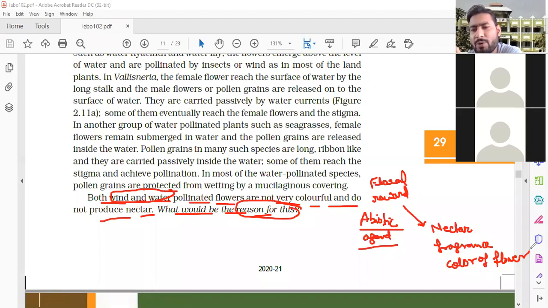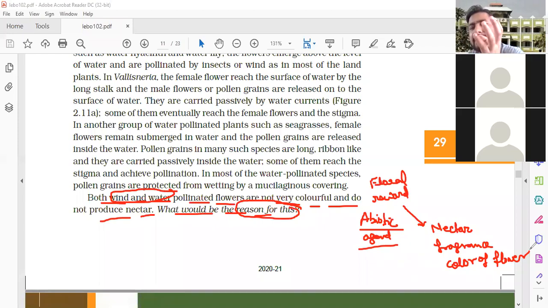So why would nature provide the reward? Because wind and water don't know what the use of it is. Wind will not take the fragrance, water will not take the fragrance, and water will not be attracted to see the color, because they are non-living beings. So wind and water will pollinate only those flowers which are not provided with floral rewards. Clear? Because they are non-living things.